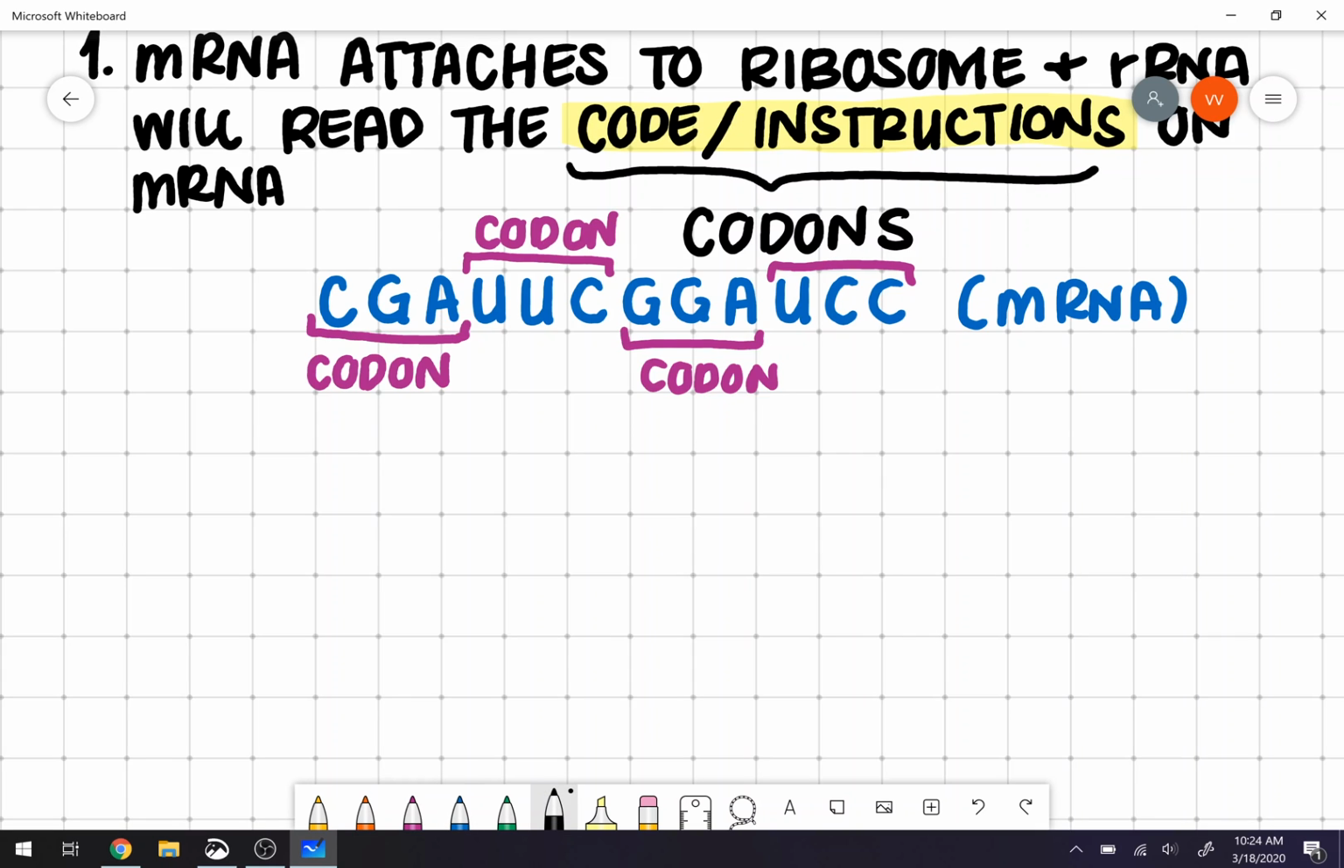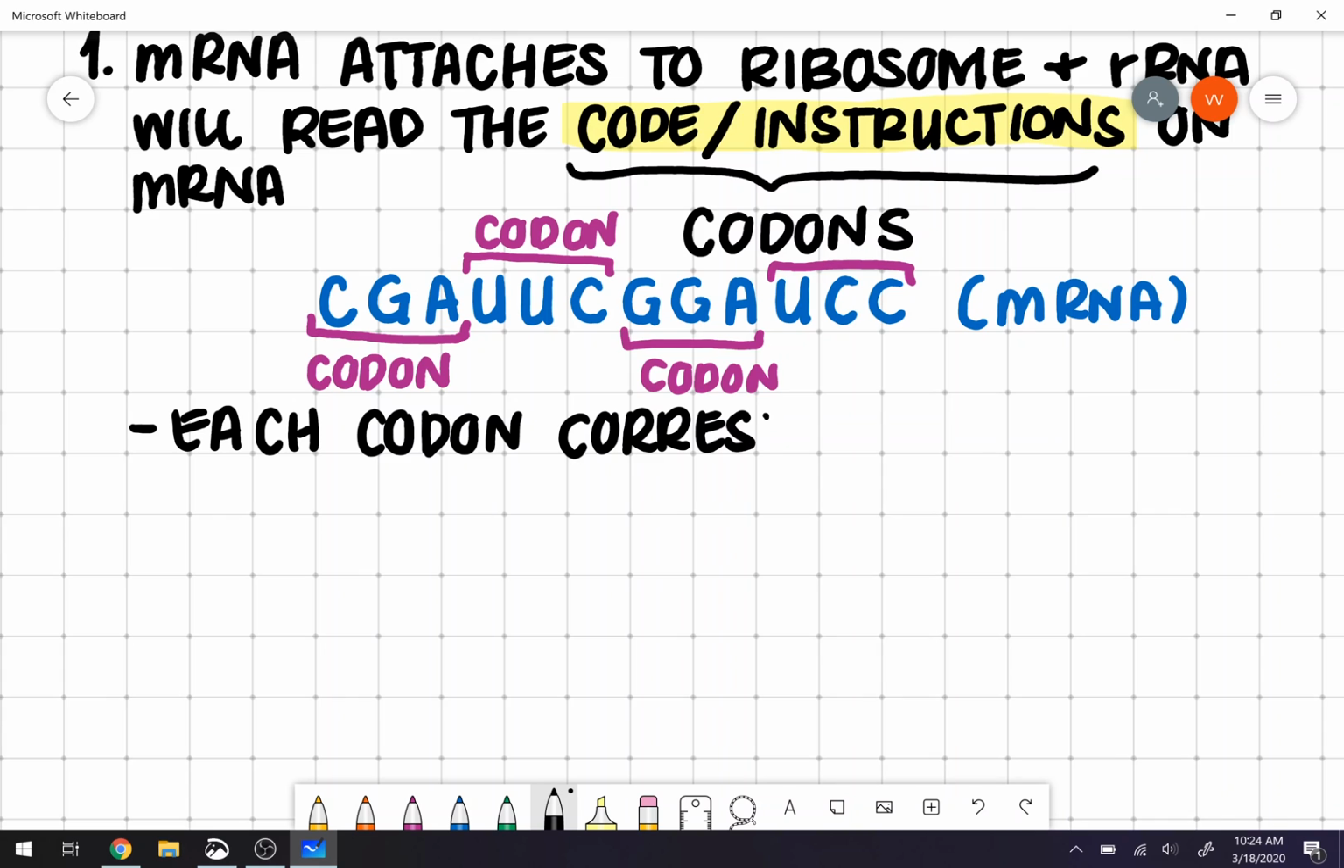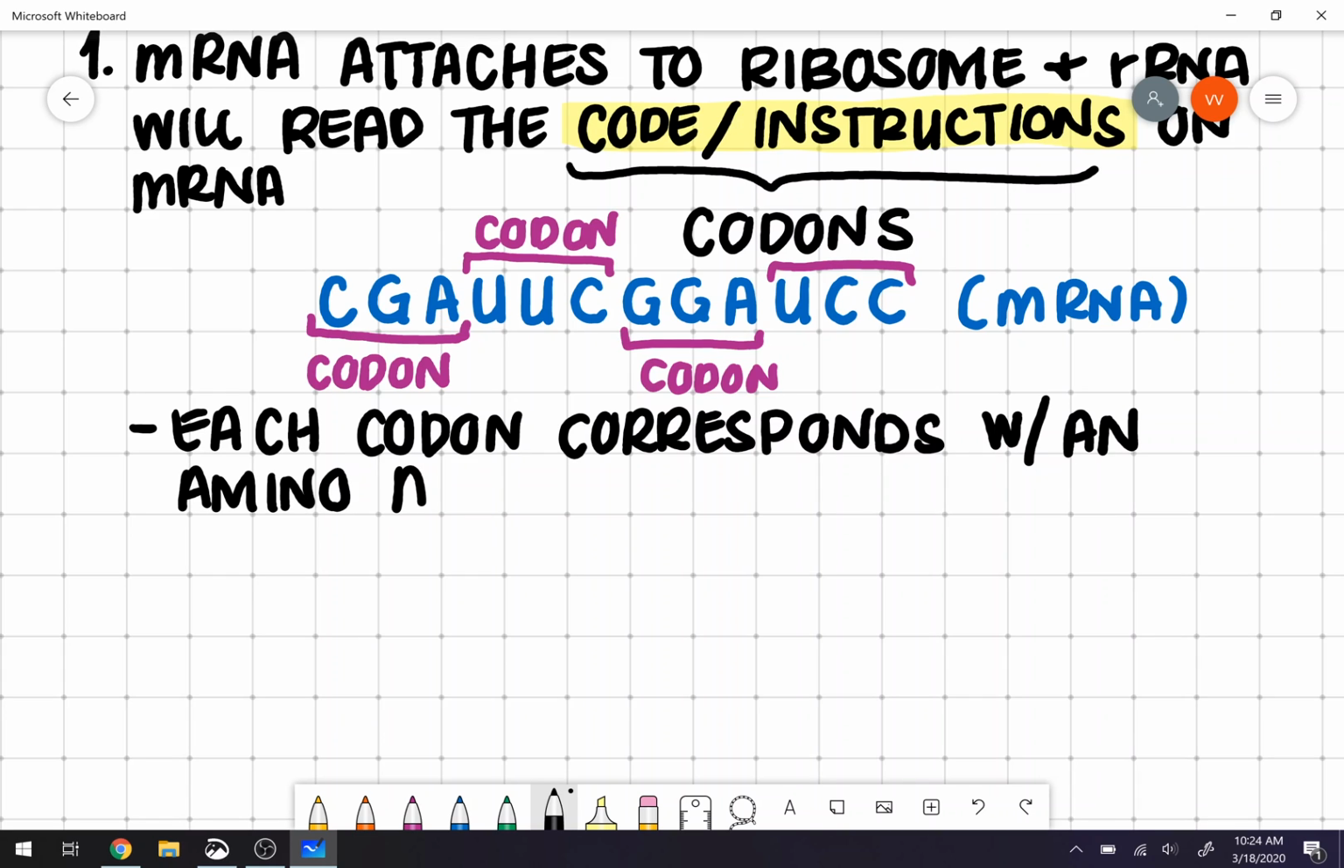Each codon is going to correspond with some amino acid. And there's like 20 amino acids. No, I don't expect you to memorize all 20 amino acids. Don't be crazy. I mean, you could. I don't recommend it.